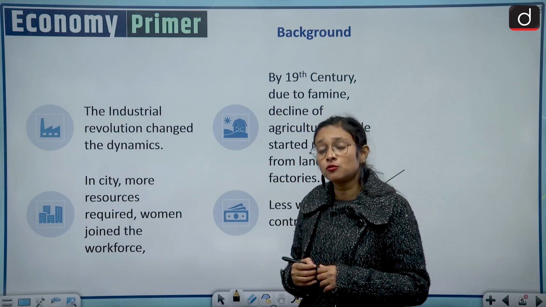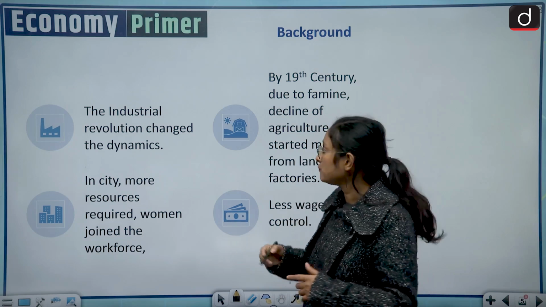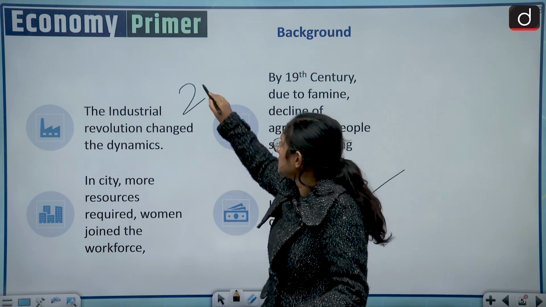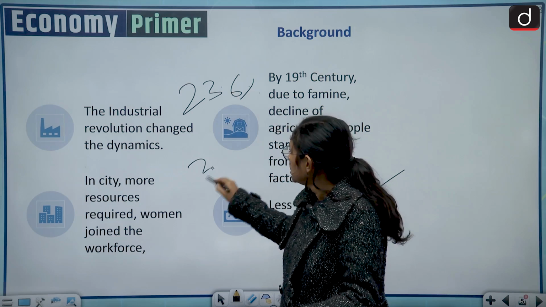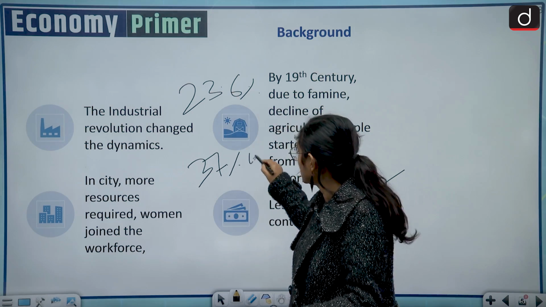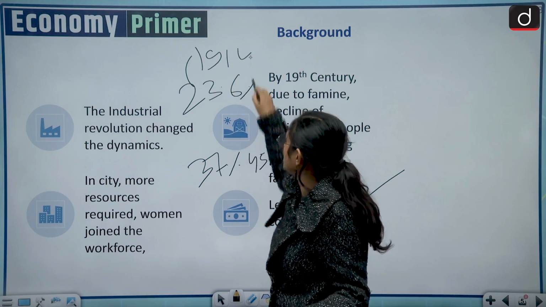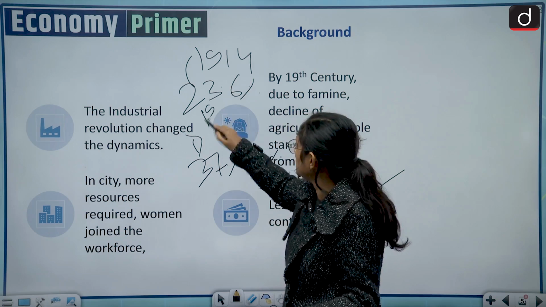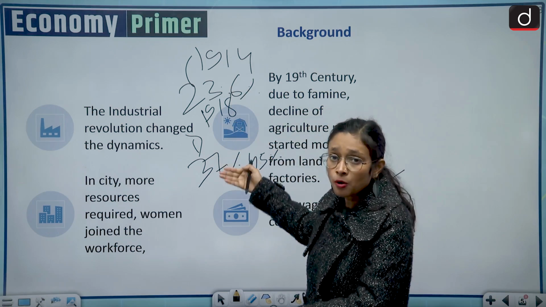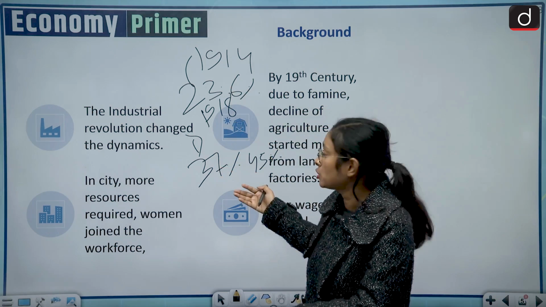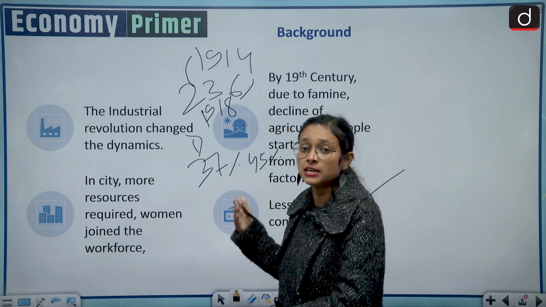In the First World War, we have seen that women's contribution increased from 23.6% to 37% to 45%. This data is from 1914 and this data belongs to 1918. So in only 4 years we can see the jump of women's contribution to the economy from 23 to 37. It means they had jumped more than 15%.